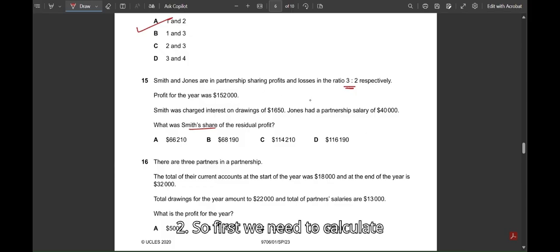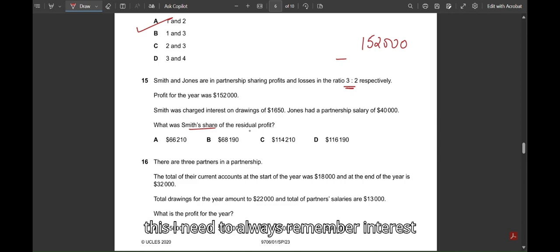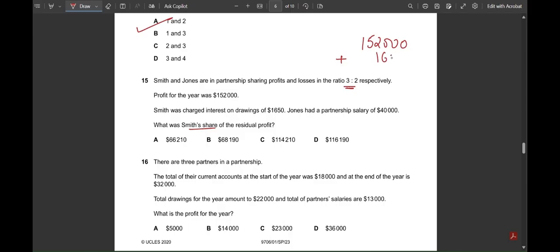So first we need to calculate the residual profit. Residual profit, how will I get it? We know that 1,52,000 is the profit of the year. Now in this I need to always remember interest on drawings you have to add in the profit of the year. So 1650 I need to add over here. And salaries always decrease the residual profit. So 40,000 I need to subtract. So 1,52,000 plus 1650 minus 40,000 gives 1,13,650.